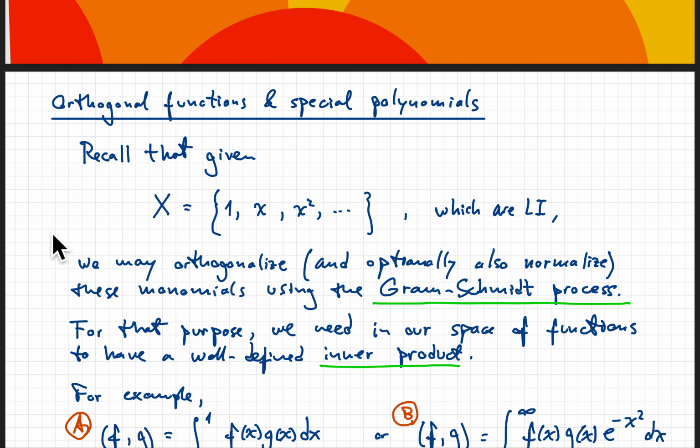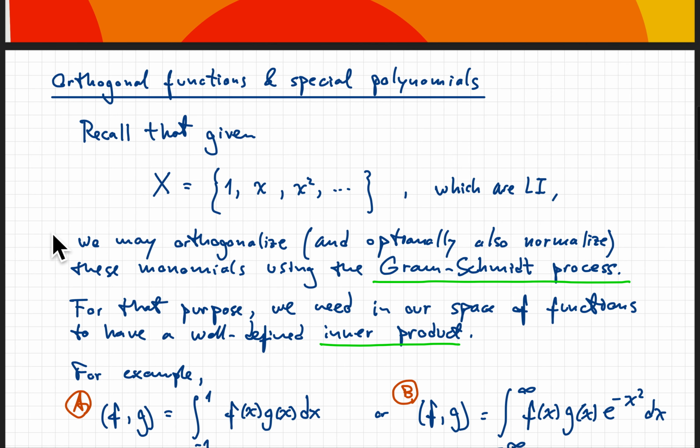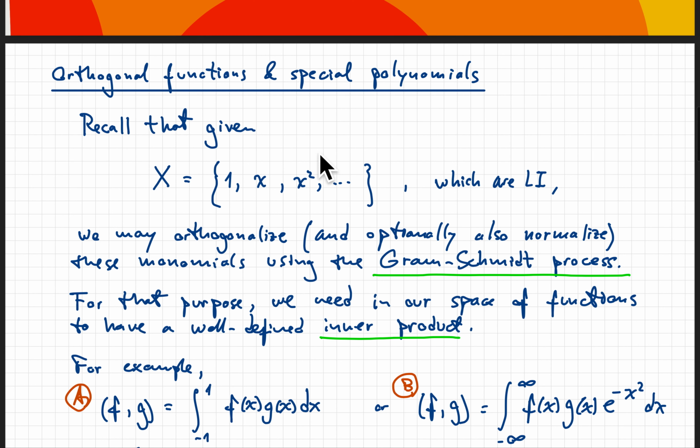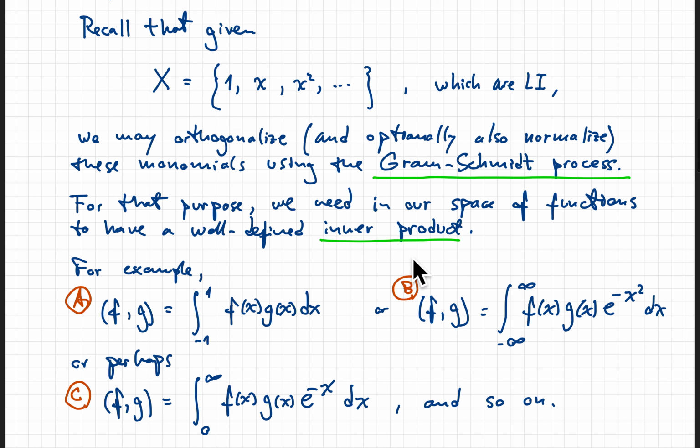And the point we want to make here is that we can orthogonalize them and optionally also normalize them after we orthogonalize them using the Gram-Schmidt process that we discussed in a previous video. So we're going to be then applying the Gram-Schmidt process to this basis of monomials. And for that purpose, we will need in our space of functions a well-defined inner product. Okay, and we can do that in a variety of ways.